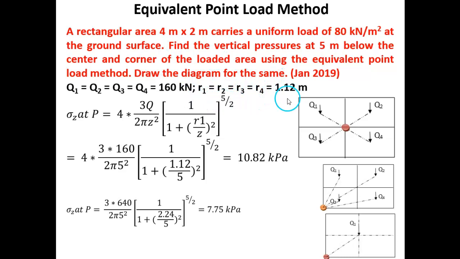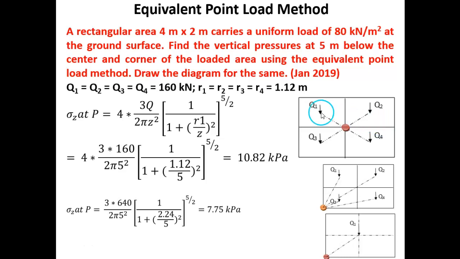So here the dimensions of the rectangular footing is 4 meter by 2 meter. The UDL acting on this rectangular footing is 80 kilonewton per meter square. So we have to find the increase in stress at a depth of 5 meter below the center and corner of the loaded area using equivalent point load method. So here, because it is at the center of the rectangle, we have to divide this rectangle into 4 equal rectangles.